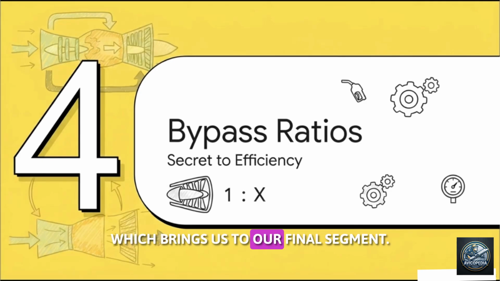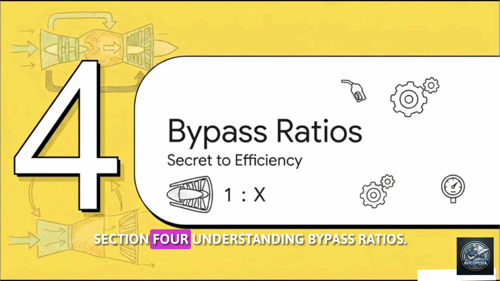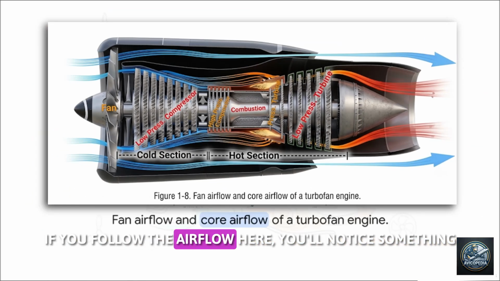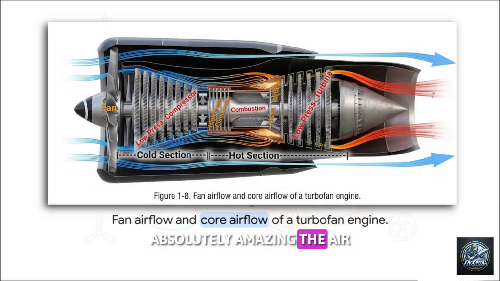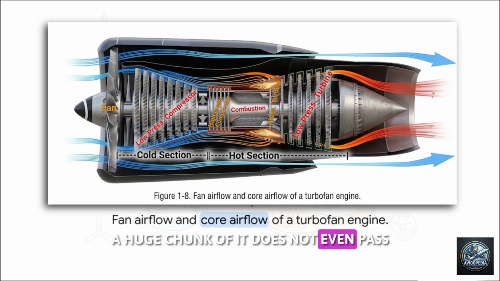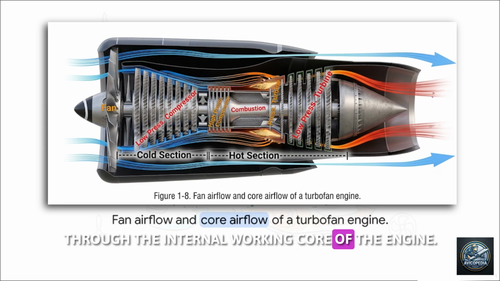Which brings us to our final segment, Section 4, Understanding Bypass Ratios, the secret to efficiency. If you follow the airflow here, you'll notice something absolutely amazing. The air being driven by that massive front fan, a huge chunk of it does not even pass through the internal working core of the engine.